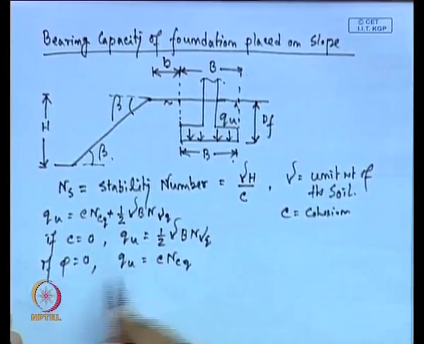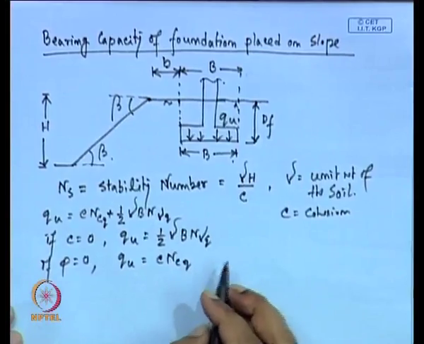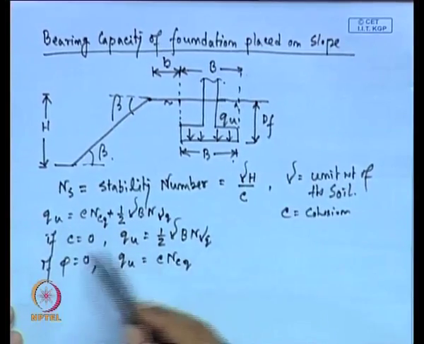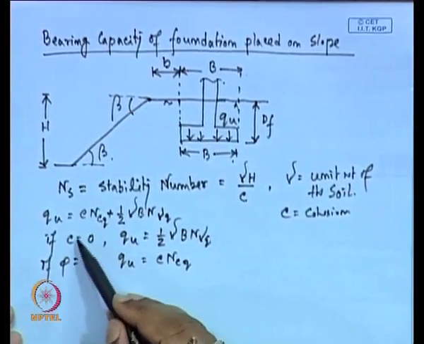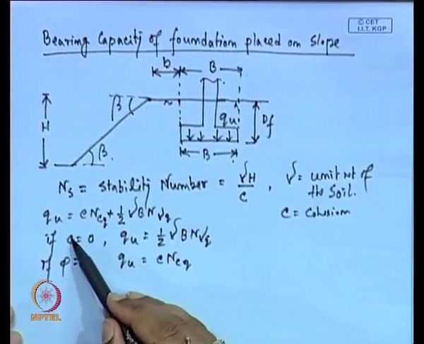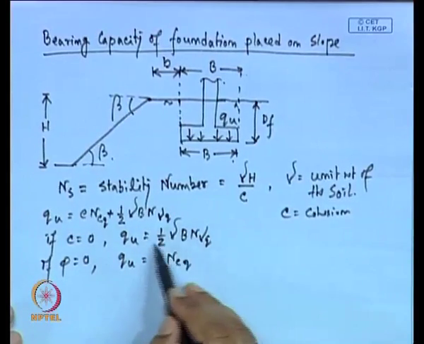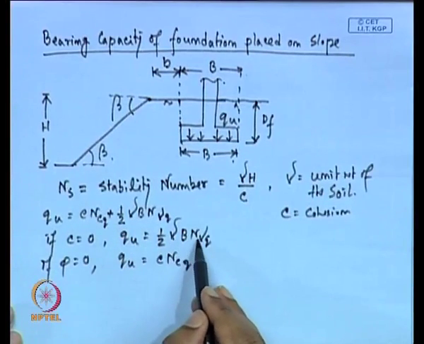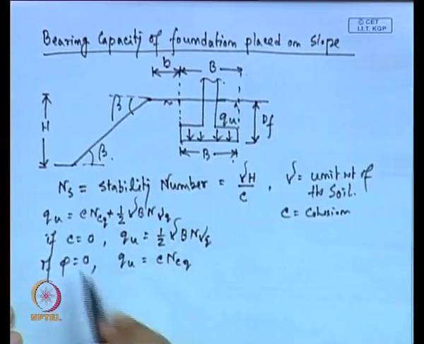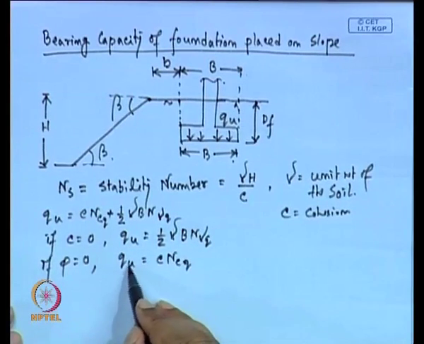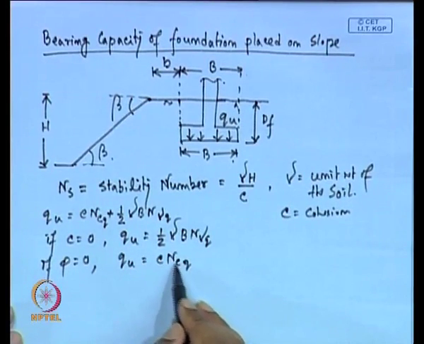So, now how to calculate the bearing capacity? For those two conditions, if C is equal to 0, that means this is a granular soil, and in this case the ultimate load carrying capacity is half gamma B N gamma Q. And if phi is equal to 0, then QU will be C N C Q.